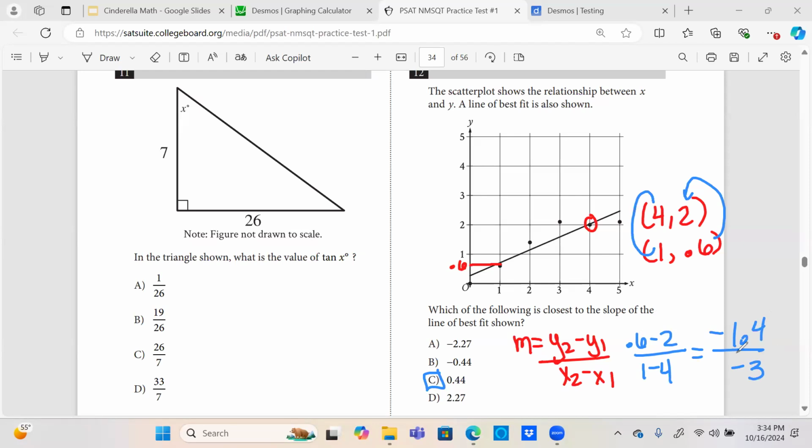negative 1.4. Negative divided by negative would be positive, and then I'm just going to use a calculator and do 1.4 divided by 3, and it's like 0.46 repeating, which is certainly closest to C. I think that takes a little too much time, but you certainly could do that.